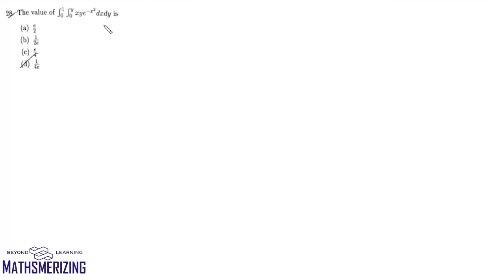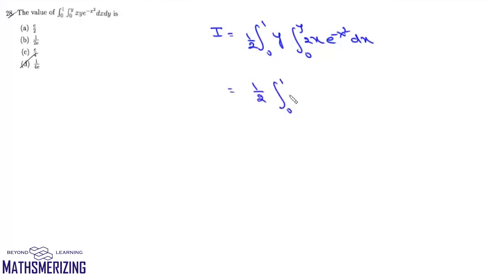Now question number 28 is, we need to solve this double integral. We can write this as integral from 0 to 1 of y, and then from 0 to y of x into e to the power minus x square dx. So we'll multiply by 2 and then divide it by 2. So we'll get 1 by 2, 0 to 1 y, and here if we take x square as t, it will be dt. So it will be e to the power minus t. So it will be e to the power minus x square upon minus 1 from 0 to y into dy.